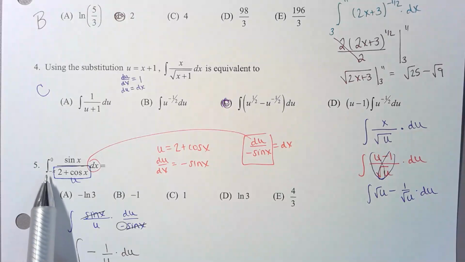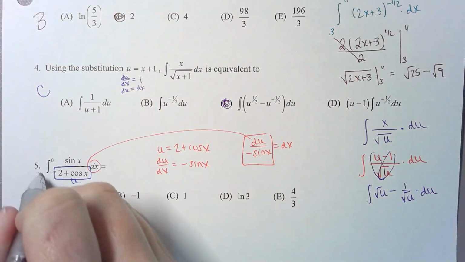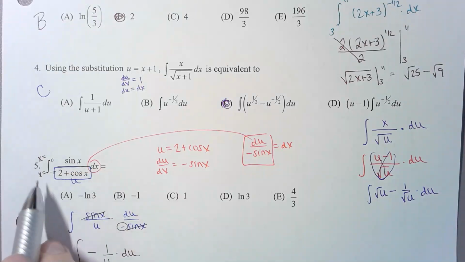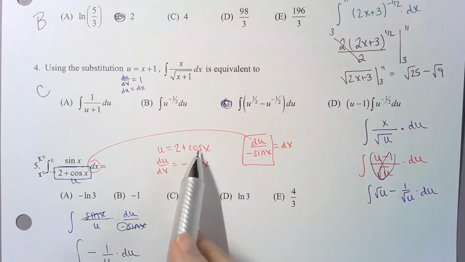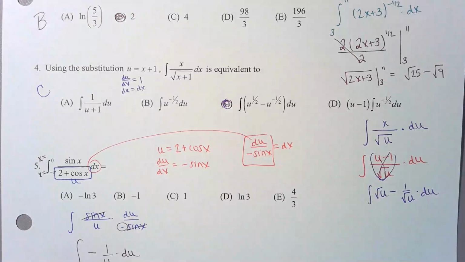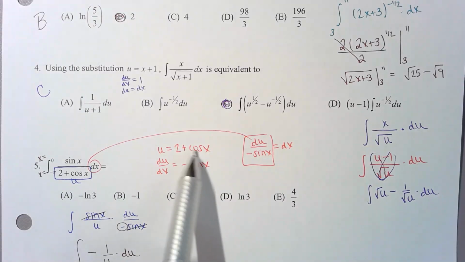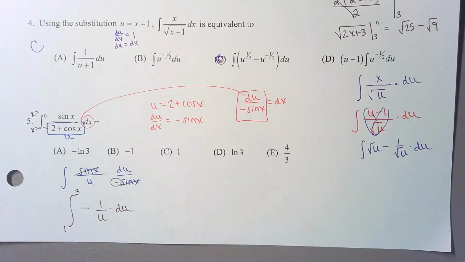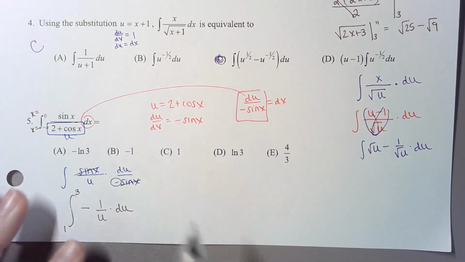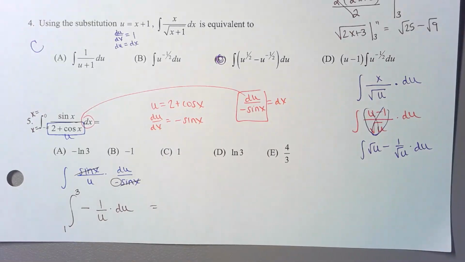And now we need to change our bounds. These were x's. And I need to go change them into u's. So I'm going to plug in the negative pi. The cosine of negative pi is negative 1. So my lower bound is now a 1. Cosine of 0 is 1. 2 plus 1 is 3. Oh my gosh, so sorry. And now we're ready to finish.